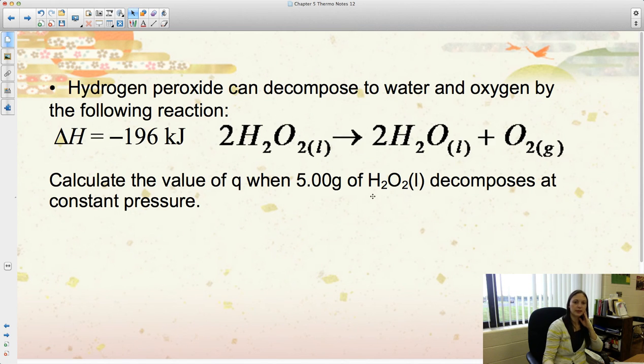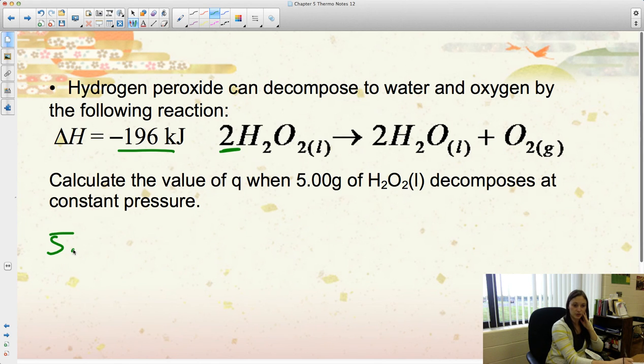Okay, because hydrogen peroxide can be decomposed to water and oxygen by the following reaction. I have my delta H. It says calculate the value of Q when I have 5 grams of hydrogen peroxide decomposing at constant pressure. So again, okay, I've got 5 grams and I want to know the heat, but I only know the heat for how many? Well, in this case, look, we've got 2. So I need to figure out then how many moles I have of this H2O2.